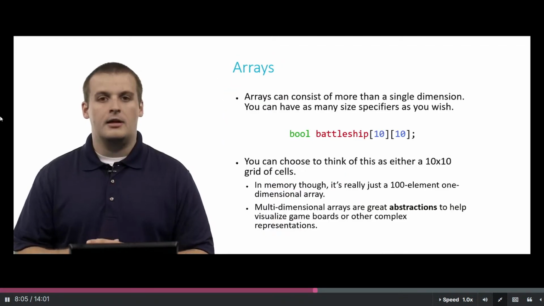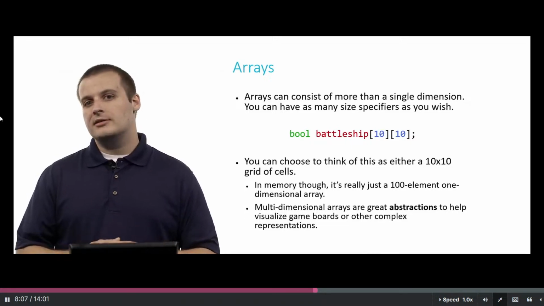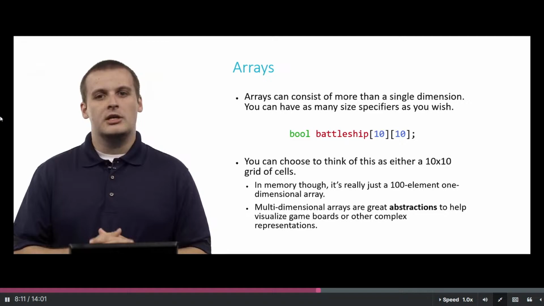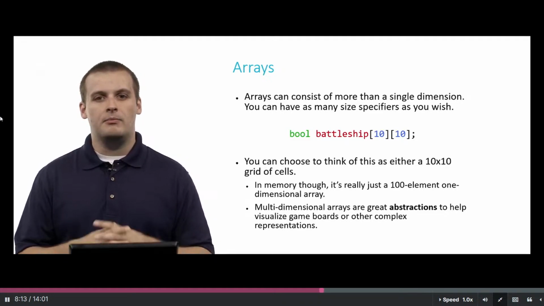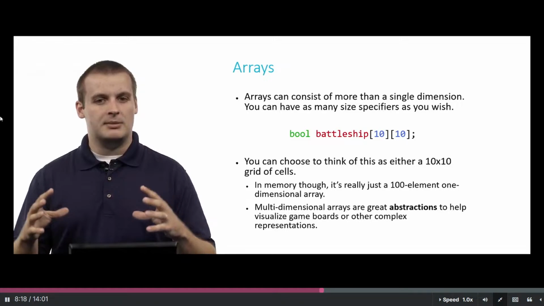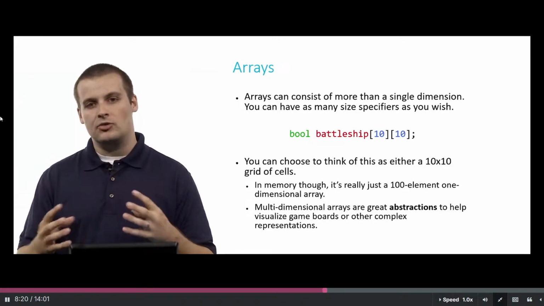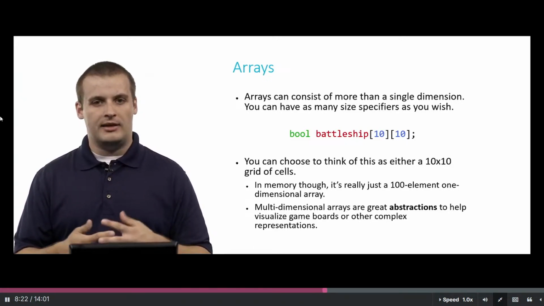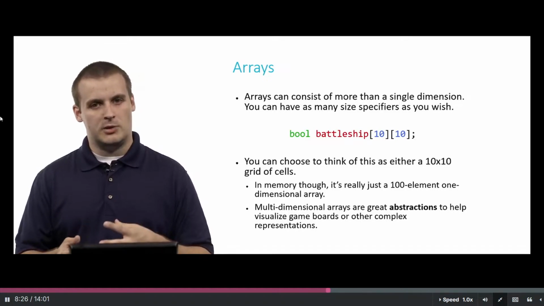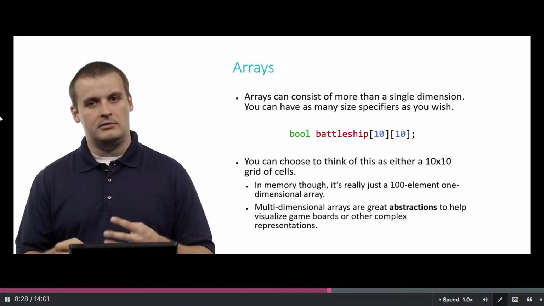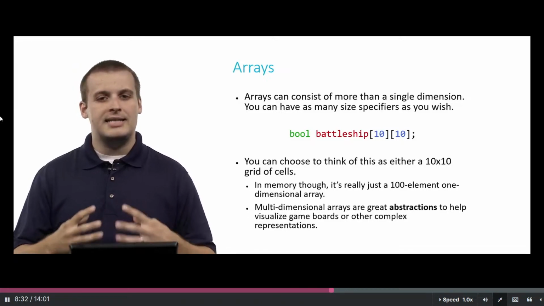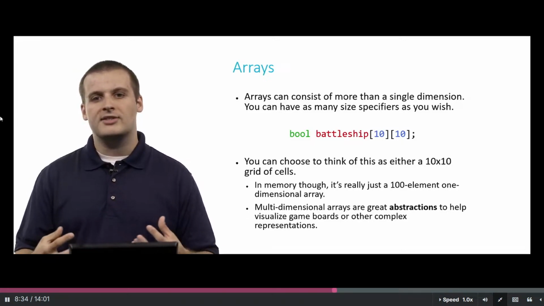Arrays are not restricted to a single dimension, which is pretty cool. You can actually have as many size specifiers as you wish. So for example, if you want to create a board for the game Battleship, which if you've ever played is a game that is played with pegs on a 10 by 10 grid, you could create an array like this. You could say bool battleship[10][10]. And then you can choose to interpret this in your mind as a 10 by 10 grid of cells.